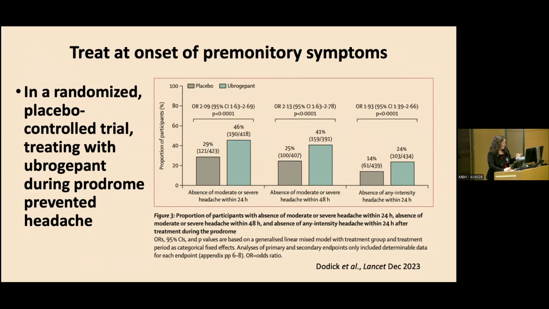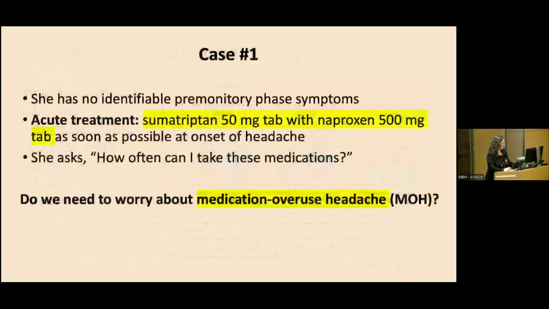So this is a randomized placebo-controlled trial of abrogepant. We're going to talk more about gepant medicines and what they are in a moment, but treating during the premonitory phase symptoms does make it less likely that the headache phase will come. And so this is useful, whereas treating at aura is not necessarily useful. So back to our patient. She doesn't have any premonitory phase symptoms. Maybe she'll think about it, and next time we see her, maybe she'll think, oh, actually, I do notice these things, but at least at this time, that's not something we can really act on.